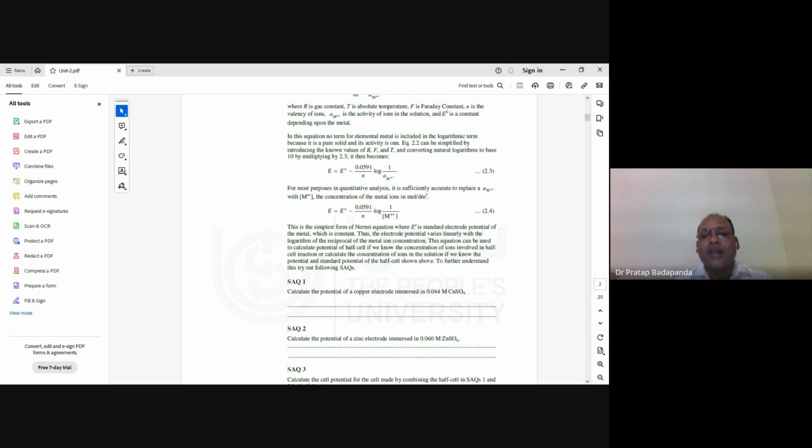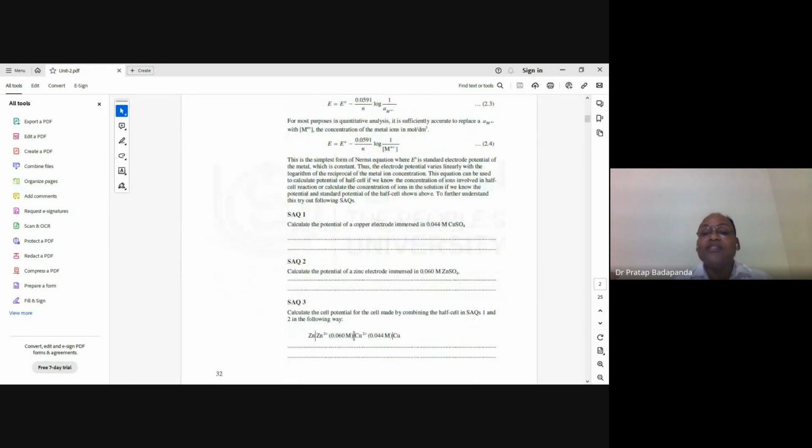So calculate the potential of a copper electrode immersed in 0.059. Calculate the potential of a zinc electrode immersed in 0.05. Like copper, even zinc. Zinc will lose the electrons, not accept the electrons. If zinc loses electrons, is it the oxidation half or reduction half? So it will be the upper part.